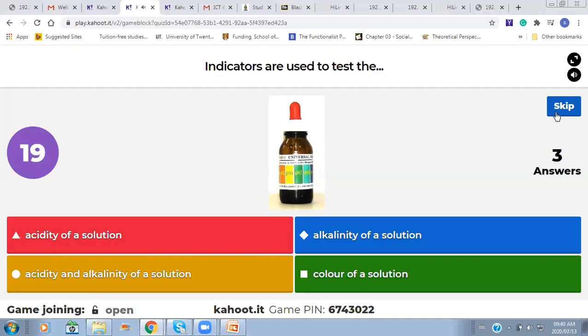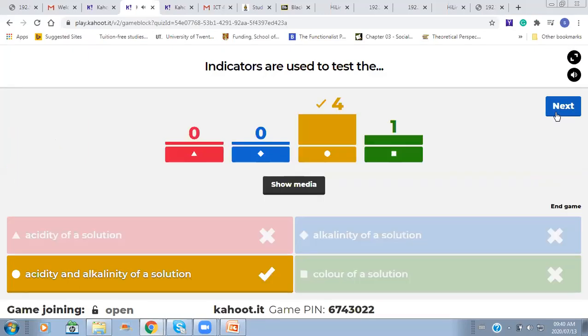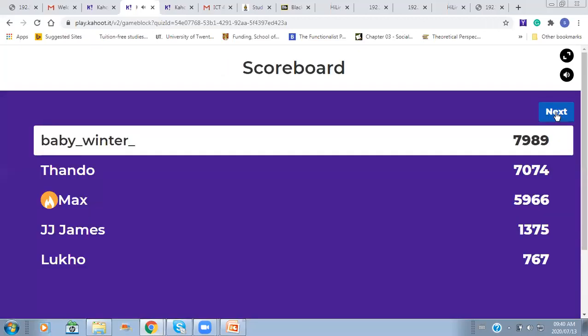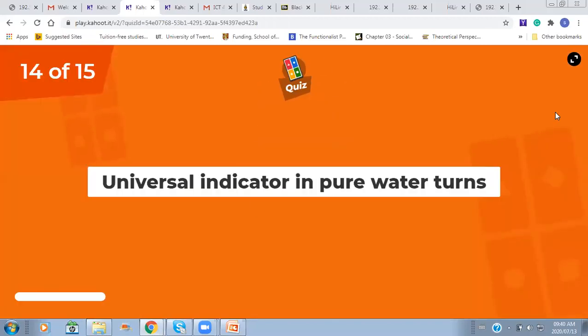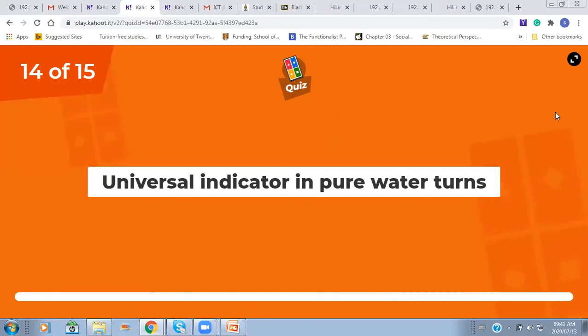So these questions are just put in another way so that you will understand. Yeah, great. We have got 4 people answering this and 1 answering wrong. Let's see those who did first. Yeah, Sky also answered, but you have improved. It means your marks are up now. Last but not the least, universal indicator in pure water tense.